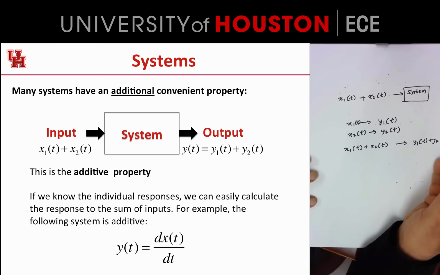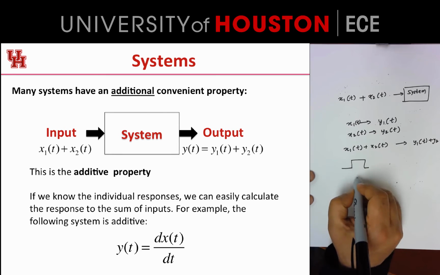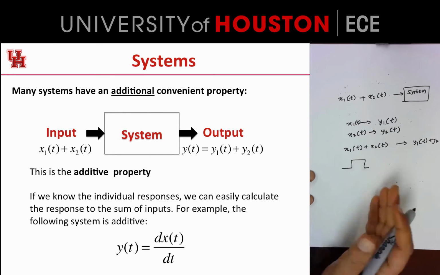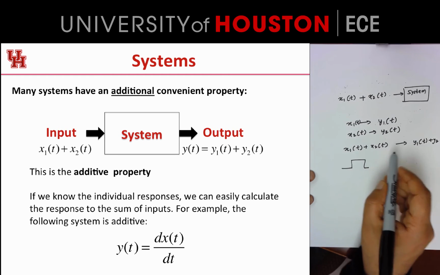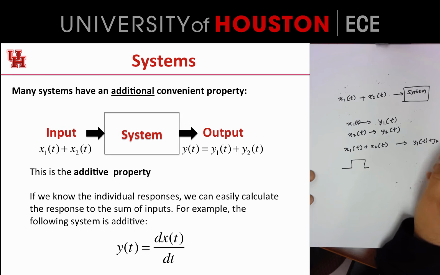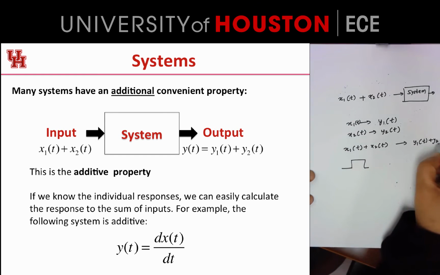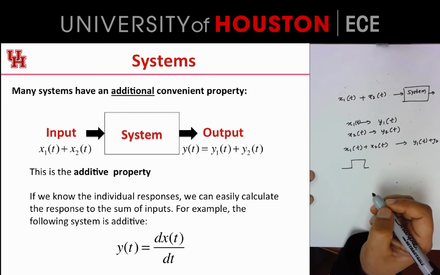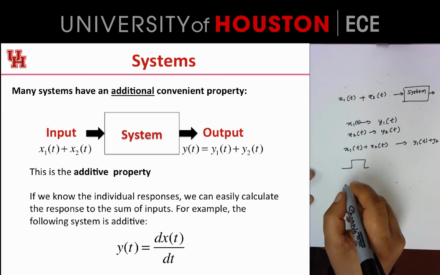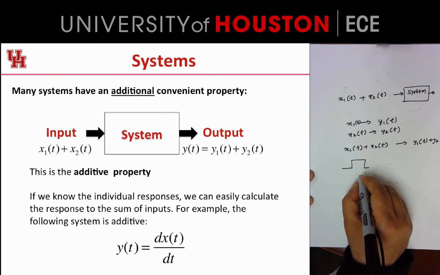It's not hard to see why this can be useful. So remember the pulse. The pulse can be expressed as a difference between two unit step functions. So those two unit step functions can be your x1 and x2 respectively, and y1 of t and y2 of t are the responses to those two different step functions. And so you can compose the output much the same as you compose the input, in terms of a sum of two things.